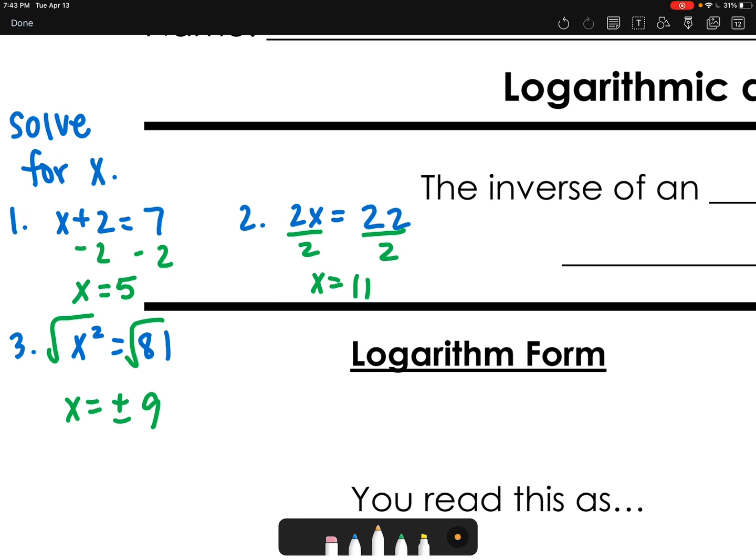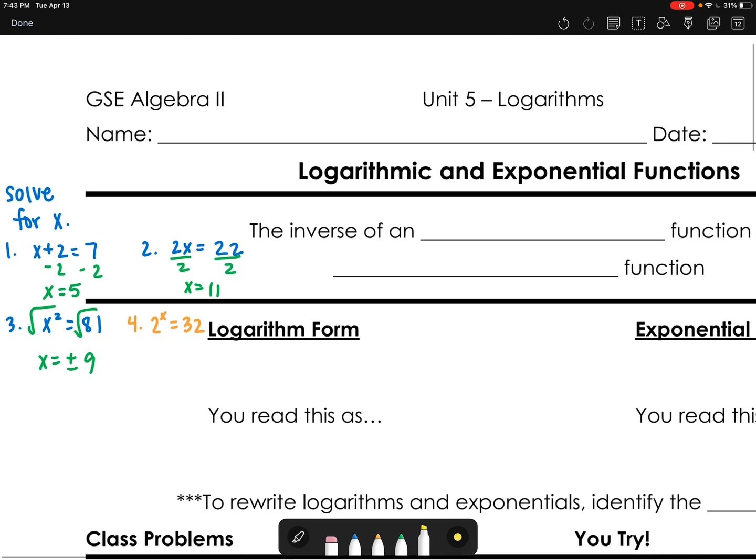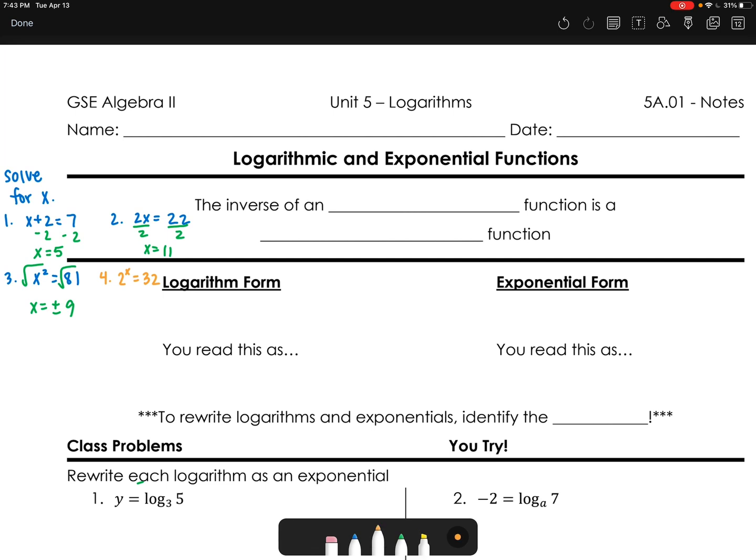And so then I put another problem on the board and I said, okay, what if you had 2 to the x equals 32? How would you get x by itself there? And that leads us to our notes today about how the inverse of an exponential function is a logarithmic function.